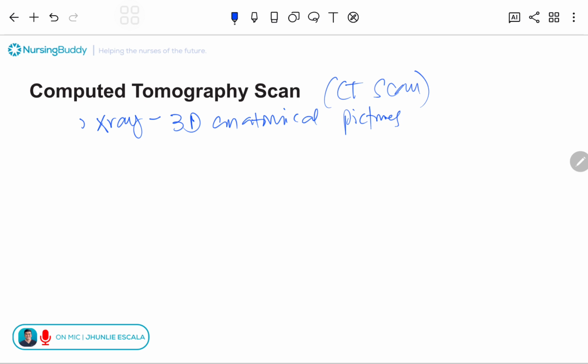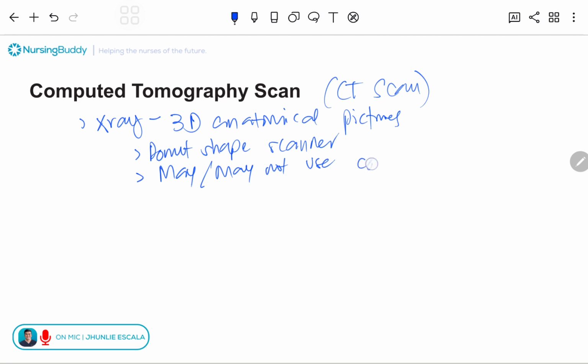So that's it. Okay? So we will be put in a donut shape scanner. So gagamit po dito ng donut shape scanner. Okay, donut shape scanner. Tandaan natin 'to. And also, kapatid, remember that you may or may not use contrast. Pwedeng meron or may not use contrast. So remember this one. So our patient, class, may use or may not use contrast.